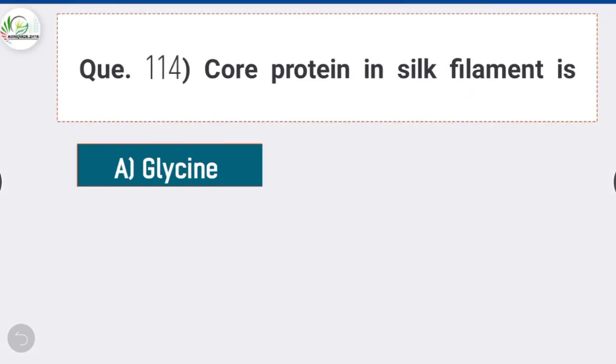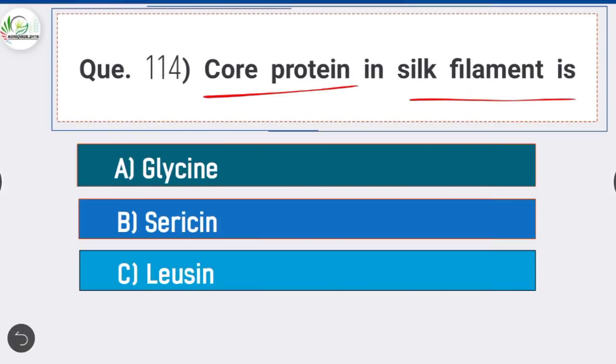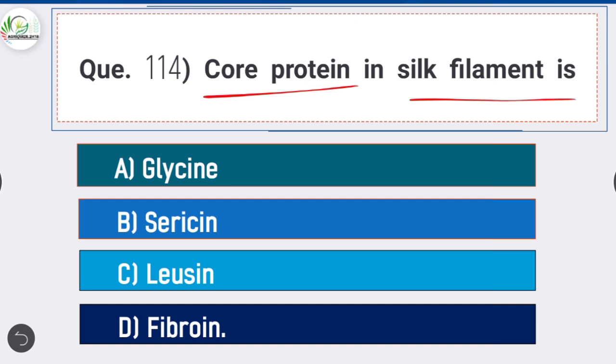Question number 114. Core protein in silk filament is, and the correct answer is option D, fibroin. Core protein in silk filament is fibroin.